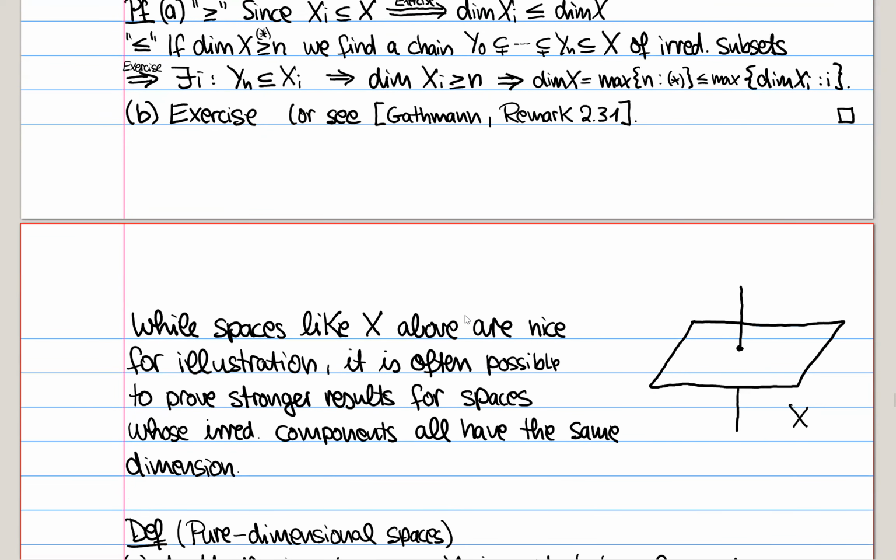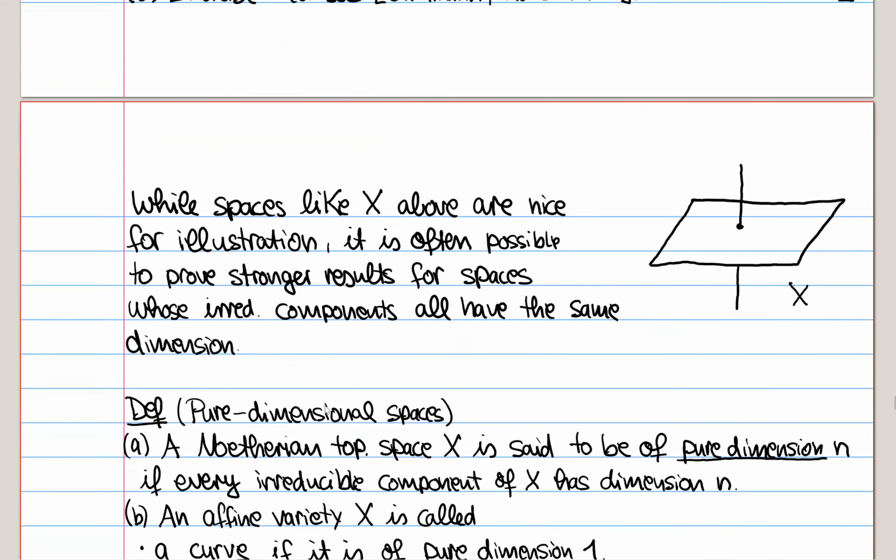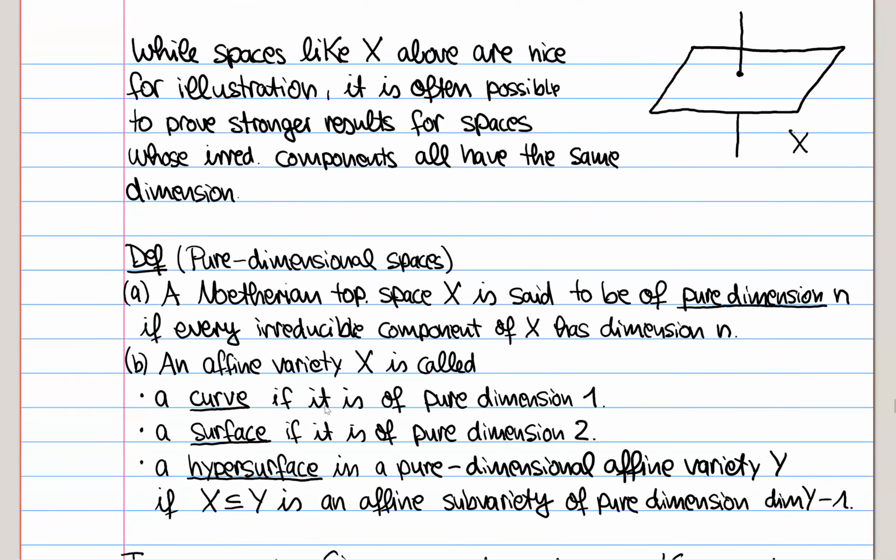Then I want to conclude with some definitions and a nice example. We started the video with this example of a space which has different components of different dimensions. And these are nice for illustrating these concepts of local dimension and so on. But often it is possible to prove stronger results for spaces where all the irreducible components have the same dimension. And so we want to give this concept a name. And these are the pure dimensional spaces.